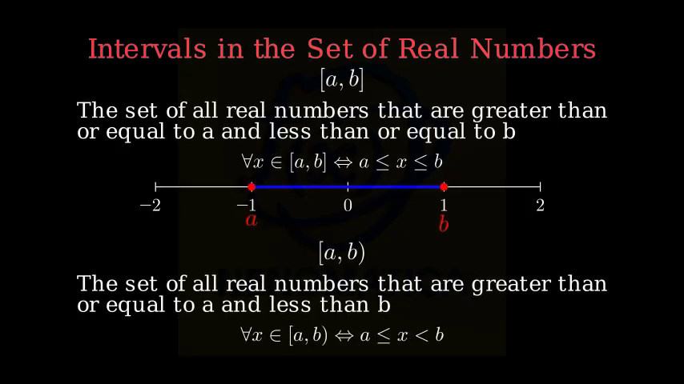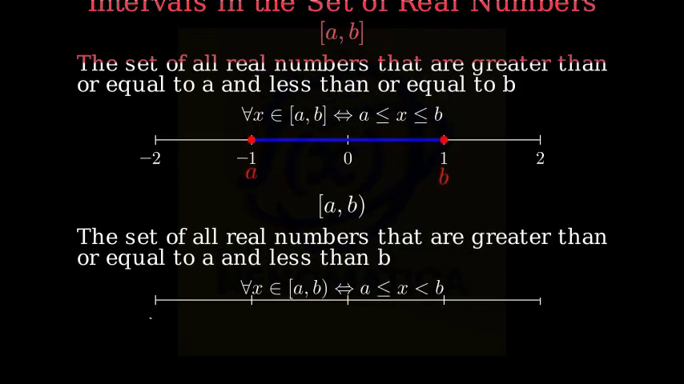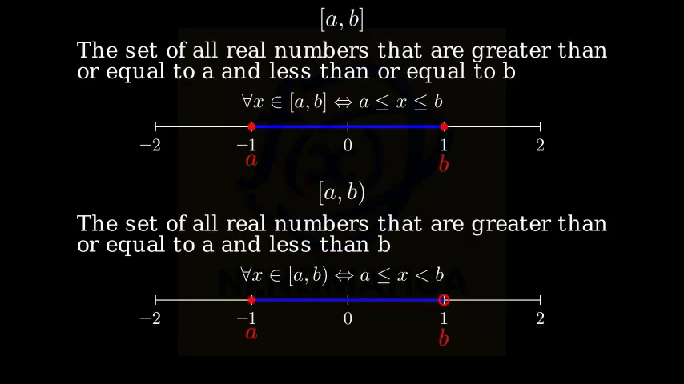Using set builder notation, we can write this as the set of all x such that x is an element of the real numbers and a is less than or equal to x, and x is less than b. On a number line, we represent this interval with a line segment from a to b with a solid dot at a to indicate that it is included, and an open circle at b to indicate that it is not included.